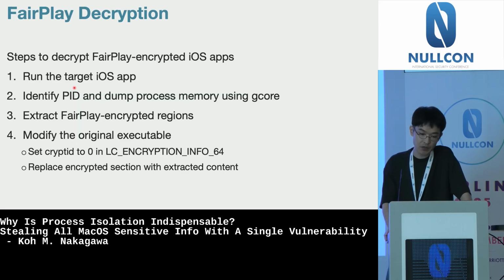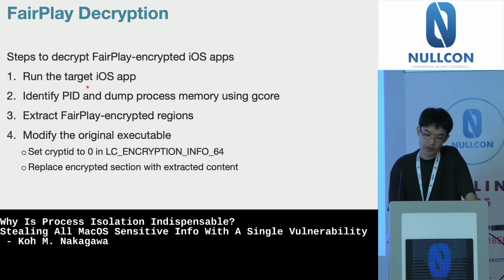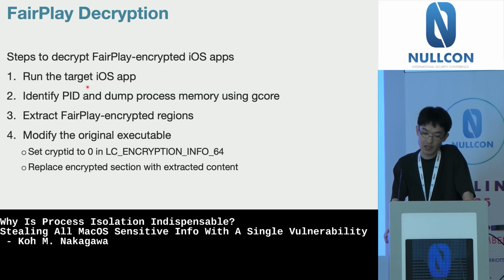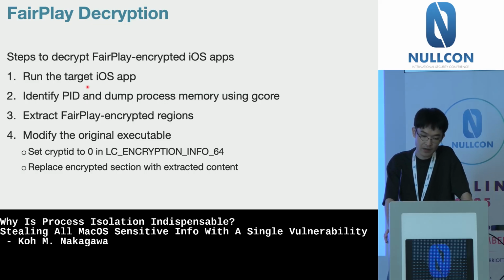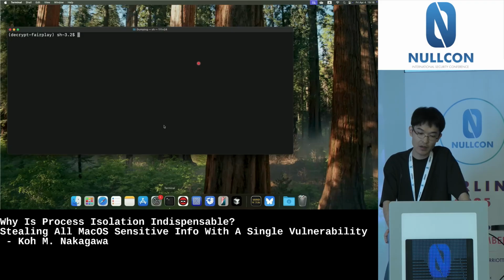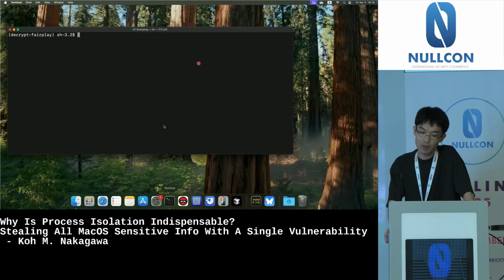Here are the steps to decrypt. It's very simple: run the iOS application on an Apple Silicon Mac, find its PID, and dump its memory with gcore. Identify the encrypted regions using vmmap, replace the encrypted section with the dumped data, and patch the header. In this demo, I decrypt the Bluesky iOS app, then resign it with debug entitlements.